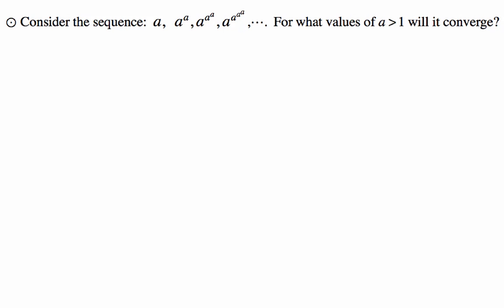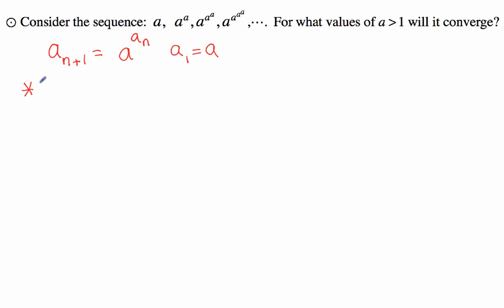Consider now this sequence: a to the a to the a to the a, and so forth. The question is, will this sequence converge, and for what values of a? We can define this sequence recursively. Earlier we saw that we could write it as a_{n+1} equals a to the power a_n, together with the condition that a_1 is equal to a. So a_2 then will be a to the power a_1, which is a to the a, and so forth.